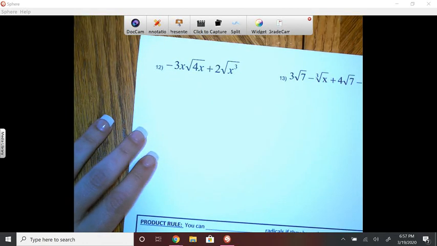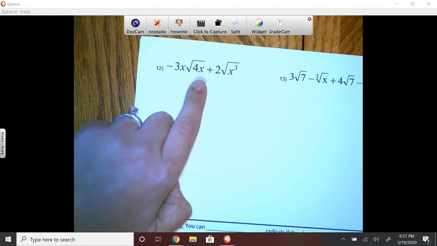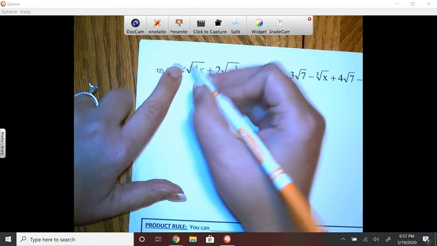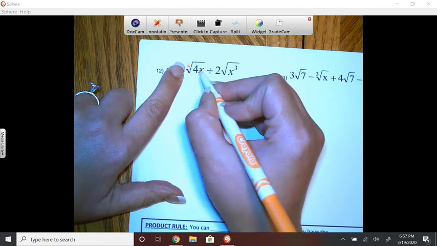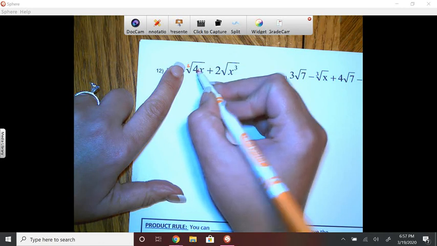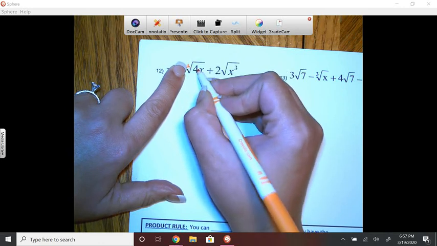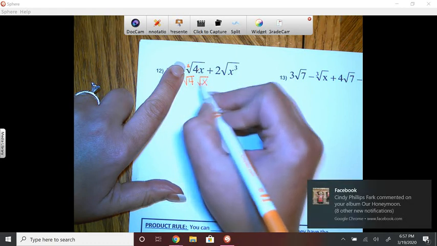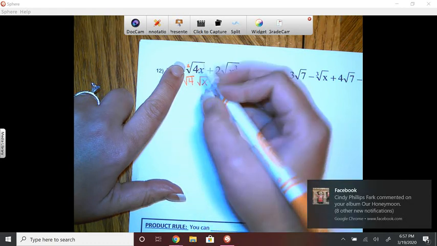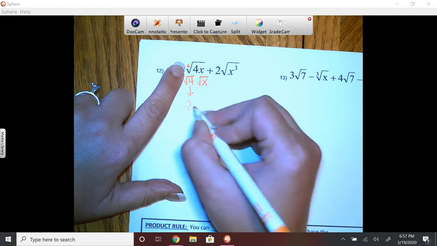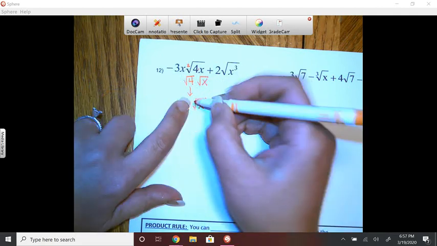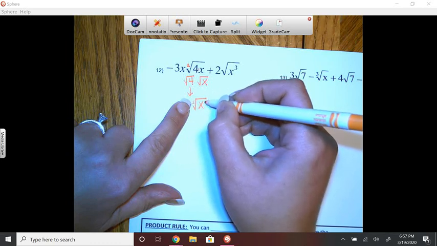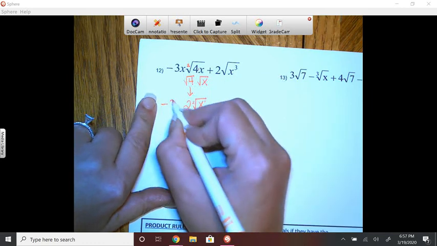Alright, let's take a look at this next one here. So this one has variables inside the radical. So this is the square root. We can break these up because there's multiplication here. So the square root of 4, so we can think of it like this. The square root of 4 and x are separate here. So the square root of 4 is 2. And then this index is 2, and it doesn't go into this exponent here. So this is completely simplified.